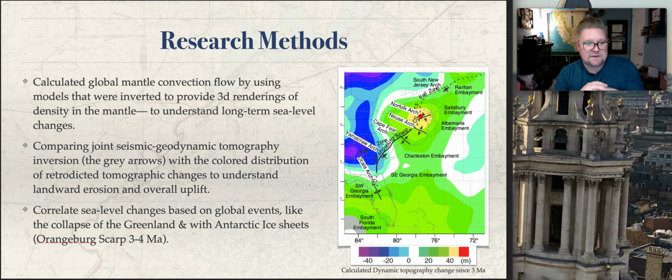Comparing joint seismic geodynamic tomography inversion, which is these gray arrows right here. So these are using stationary pieces that have already been observed, then overlying that in a layer showing a color distribution of retrodicted tomographic changes to understand landward erosion. So what ended up happening is the Orangeburg Scarp has been used as really a shoreline for many, many studies of saying that during the last glacial maxima, where were shorelines?